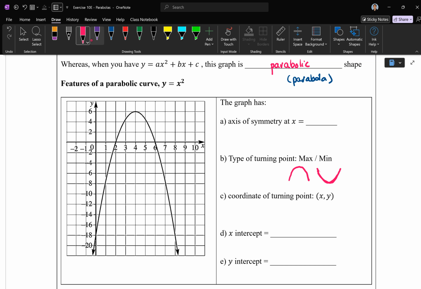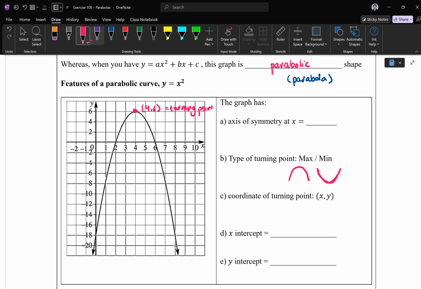The turning point, I already said, is the point right up here. In this case, in the picture I've got for you, that's 4, 6. That is your turning point. So label that so that you know what the turning point is. So 4, 6, so when x is 4, y is 6. 4, 6 is my turning point.